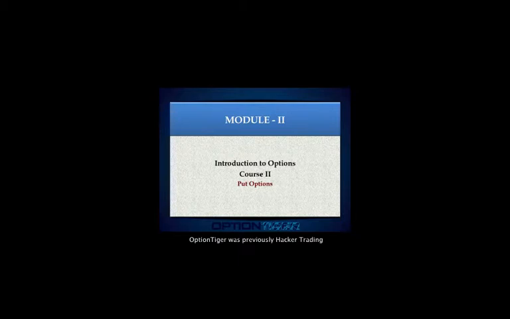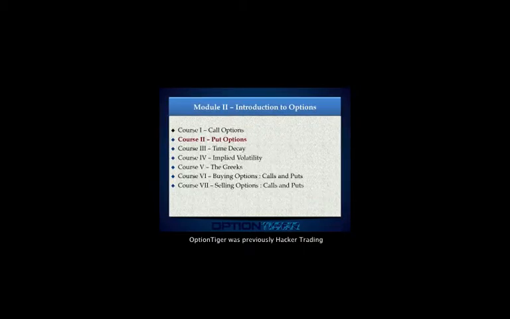Welcome to Course 2 of Module 2 on put options. While a call option is ideal to capture large bullish moves, a put option is the ultimate protector of your portfolio. It's also great to capture profits when markets or stocks are making bearish moves to the downside.